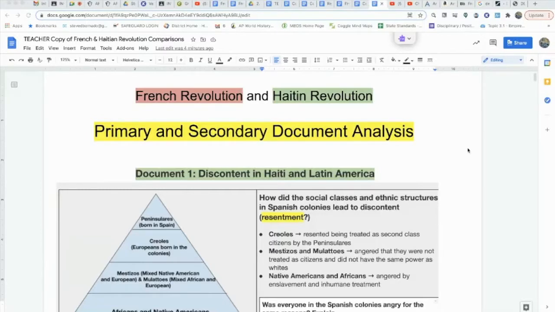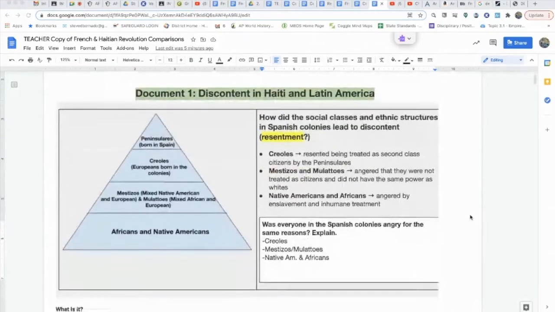Welcome to Investigation 14C. This is the French Revolution and Haitian Revolution primary and secondary document analysis and comparison. We're going to look at a number of documents. We're going to perform analysis on the documents the same way we always have, using our historical critical thinking skills. And then we're going to compare the primary documents of the French Revolution and the secondary documents of the French Revolution to the primary and secondary documents of the Haitian Revolution to see what is similar. What do they have in common? And then you'll write a comparison essay and construct an argument. Let's get started. Okay, everybody split your screen.